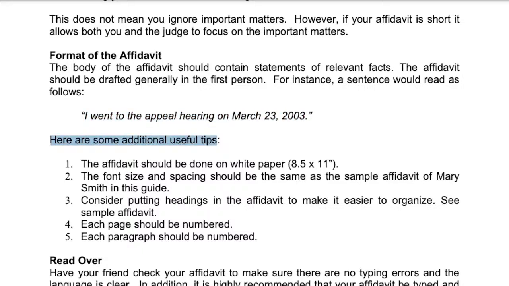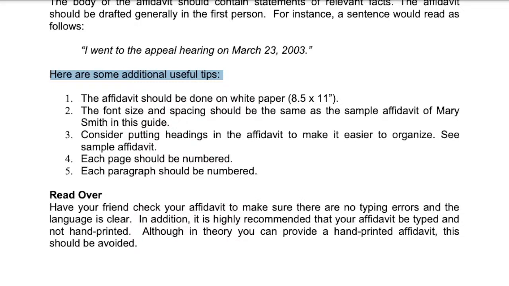Here are some additional useful tips. 1. The affidavit should be done on white paper, 8.5 inch by 11 inches. 2. The font size and spacing should be the same as a sample affidavit of Mary Smith in this guide. Why don't they just tell us? 3. Consider putting headings in the affidavit to make it easier to organize. See sample affidavit. 4. Each page should be numbered. 5. Each paragraph should be numbered.